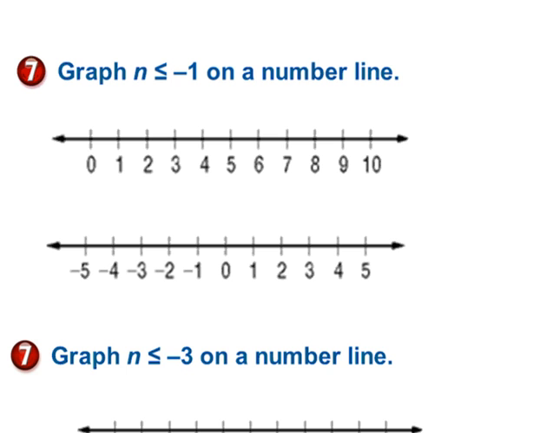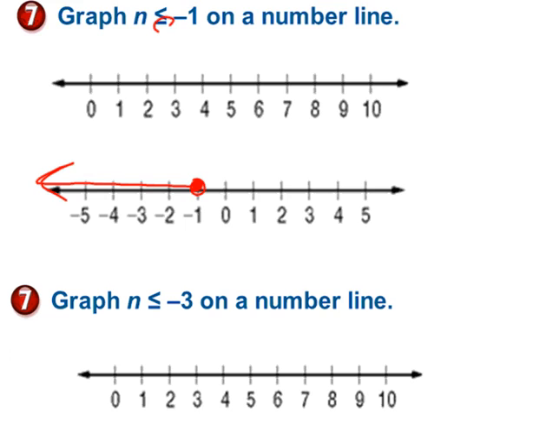Graph n is less than or equal to negative 1 on a number line. All right, well, I'm going to start with this one down here, negative 1. I'm going to go right here. I'm going to go an open circle to start with. Then I see it's less than or equal to, so I'm going to color the circle in so that it includes that endpoint, and it would be all of those values in that direction.